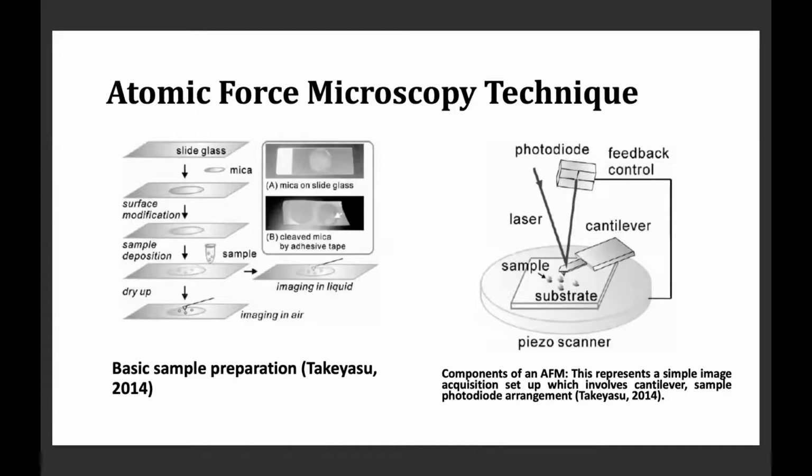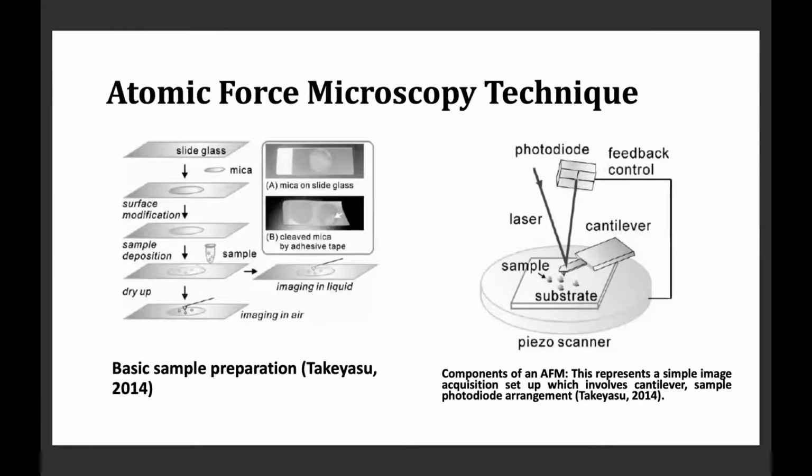And the basic principle of this is you have a cantilever. I'm referring to the image on the right-hand side. You have a cantilever, you have a photodiode, and then a feedback mechanism, which can be used to control the movements of the cantilever. And then you have a laser beam, which is incident on the back of the cantilever. And when this cantilever moves closer to your sample, what normally happens is that it will interact.